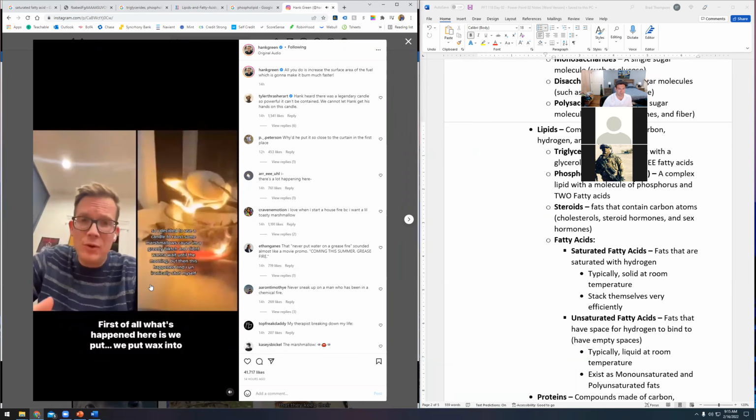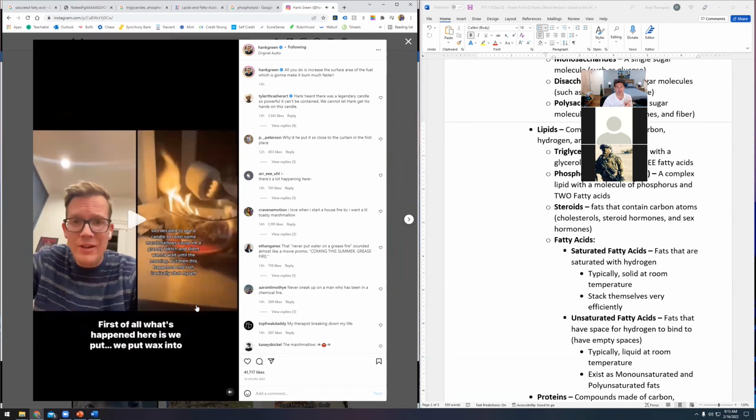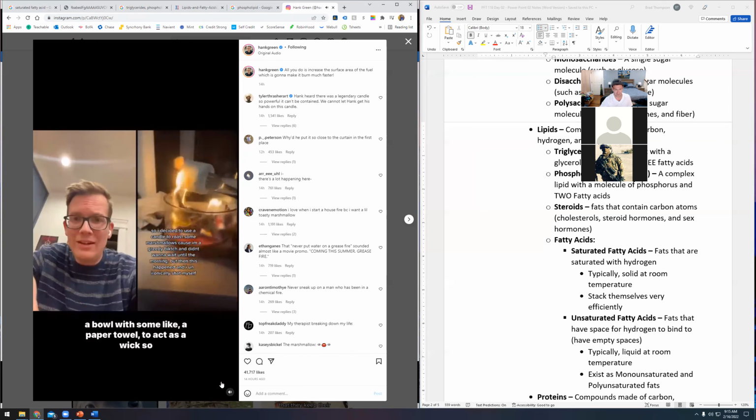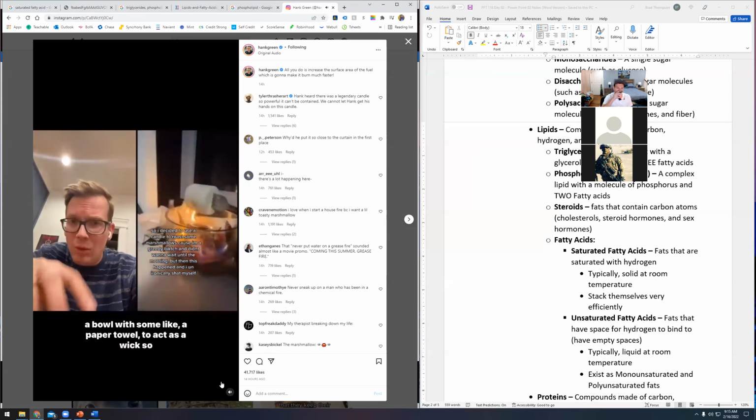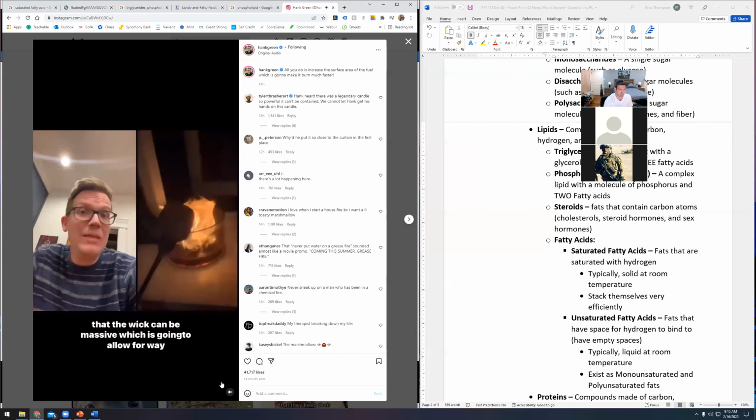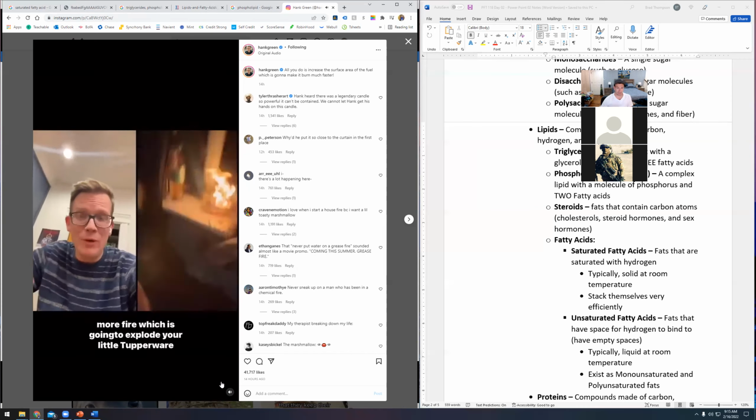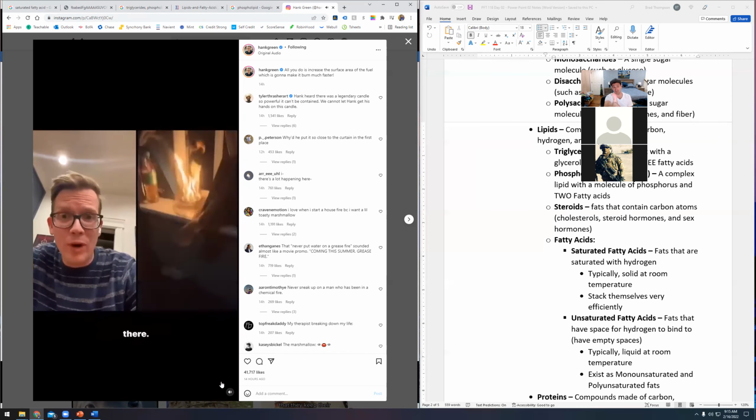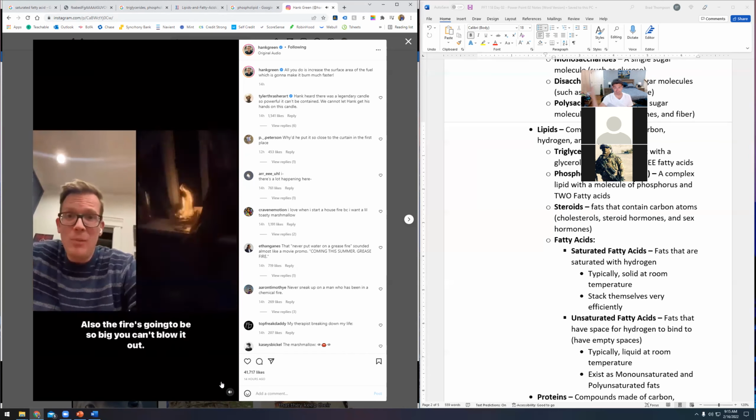Learn a thing or two. First of all, what's happened here? This person wanted to use some leftover wax. So she put a paper towel in the remainder of a candle and was roasting a marshmallow. Here's the real problem. It starts to get out of control because of surface area problems. We put wax into a bowl with a paper towel to act as a wick, so the wick can be massive, which is going to allow for way more fire, which is going to explode your little Tupperware there. Also, the fire is going to be so big you can't blow it out.